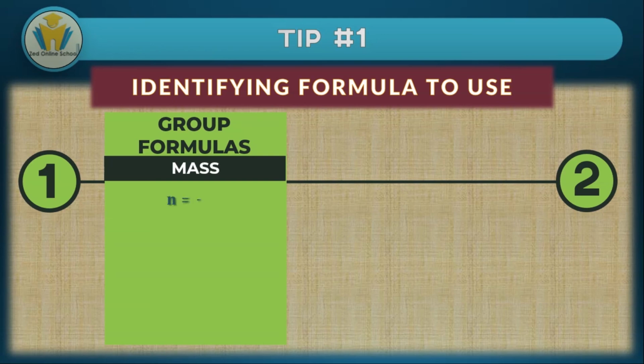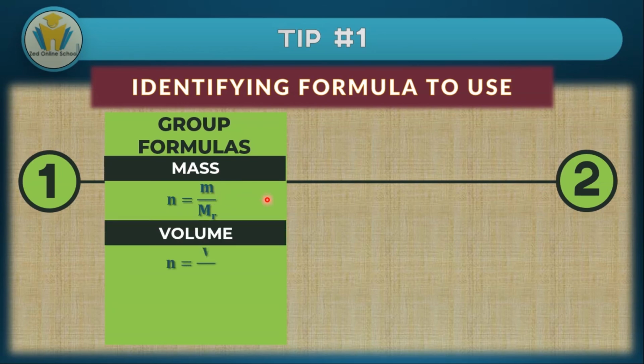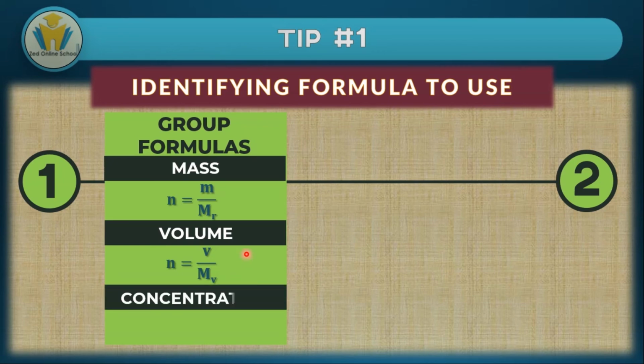The first is you grouping this formula as a mass formula, because if you really look at this formula, we have mass on top and molar mass here. So think of this formula as a mass formula. Then we have a volume formula. In this formula, we only have volume, the volume of a gas divided by the molar volume. In the third, we have the concentration formula. You might argue to say, well, we have volume even here. Why don't we call it a volume formula?